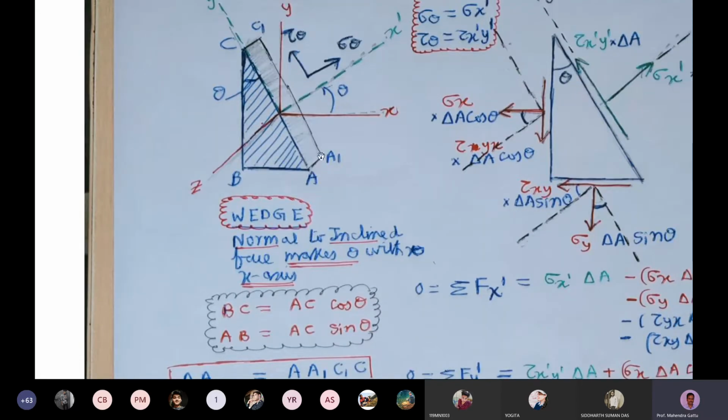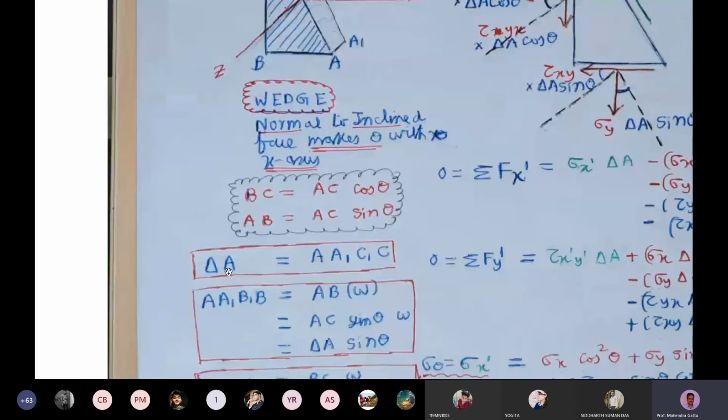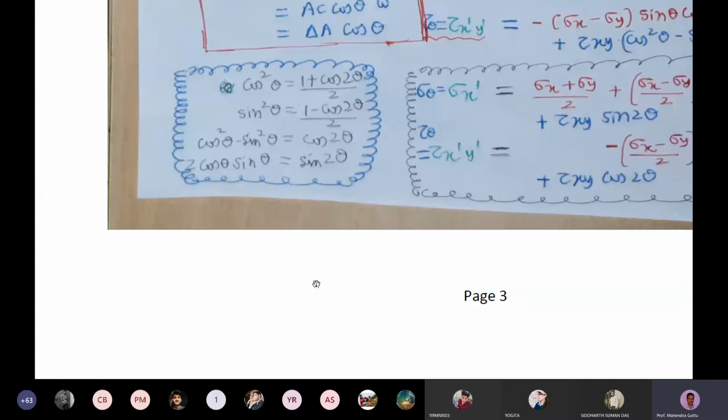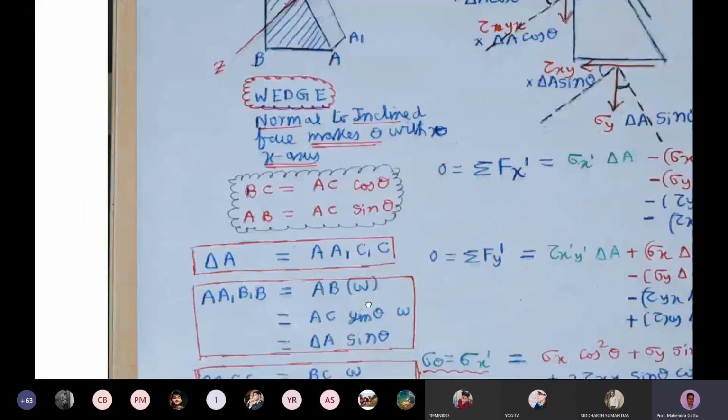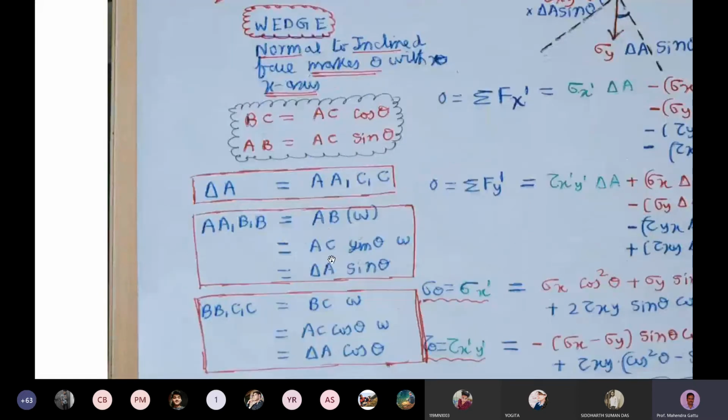The area of the inclined surface we denote by the term delta A, and the horizontal surface area is AB into W. AB is AC sin theta, so AC sin theta into W. AC into W is delta A. So the horizontal surface area is delta A sin theta. Similarly, the vertical surface area will be delta A cos theta. So you can get that relation.